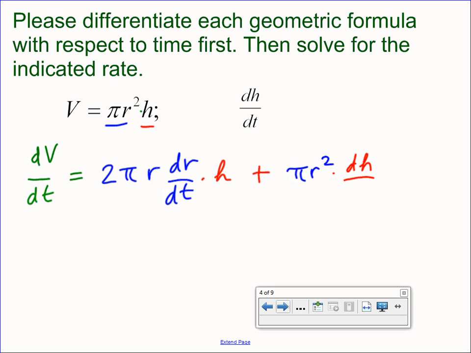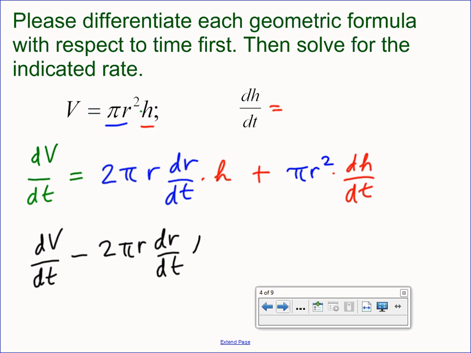Absolutely. And so that's where our unknown rate's going to be, right? There's our dh/dt, which means that we've got a little bit of work to isolate that. So it looks like we'll do a subtraction to isolate the term that includes my unknown rate, and then division to finish it out. So it looks like a two-stepper. We've got our dV/dt minus 2 pi r dr/dt h equals pi r squared dh/dt.